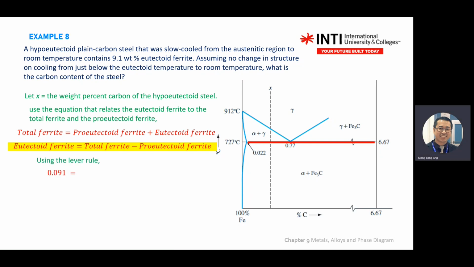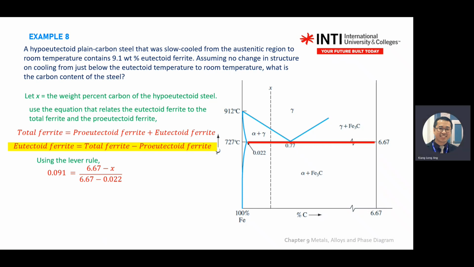Then we use lever rules. Here, 9.1 weight percentage. If you get the ratio, you get 0.91. If you want to get lever rules, you get 6 point something. So this is the eutectoid point. Then you want to get your alpha. Alpha is here. So you know lever rules.